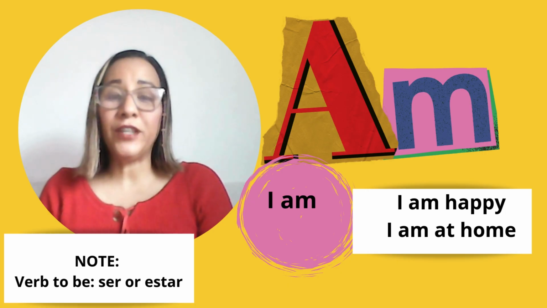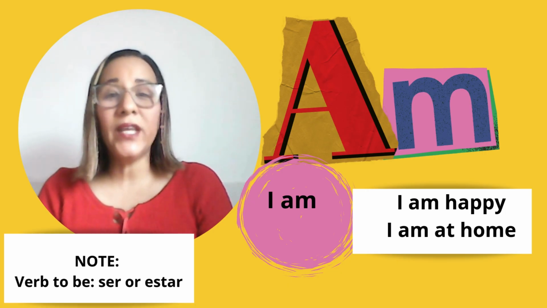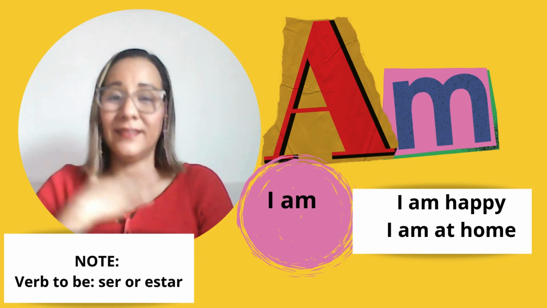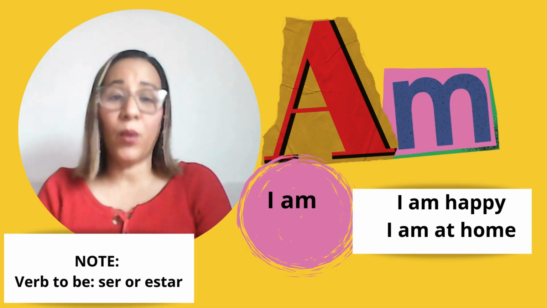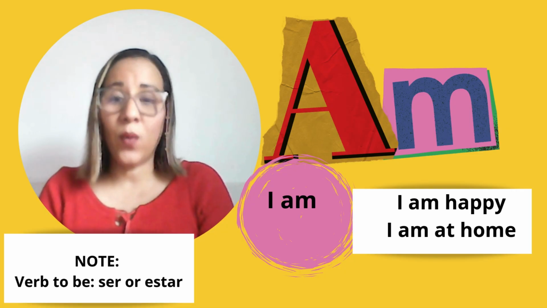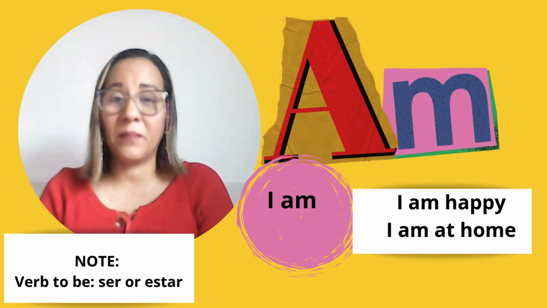This is the first form of the verb to be, am. We only use this form with the subject pronoun I. Do you remember what is I? I, yo. This is really important. Remember, we only use am with the subject pronoun I. So we say, I am.